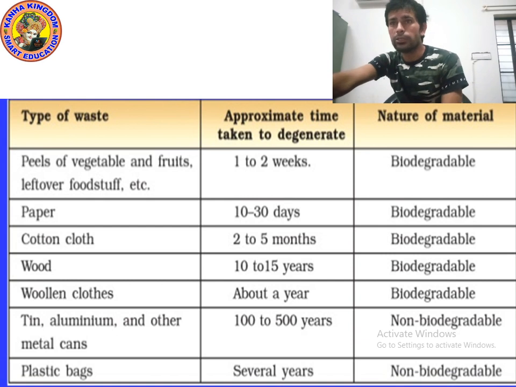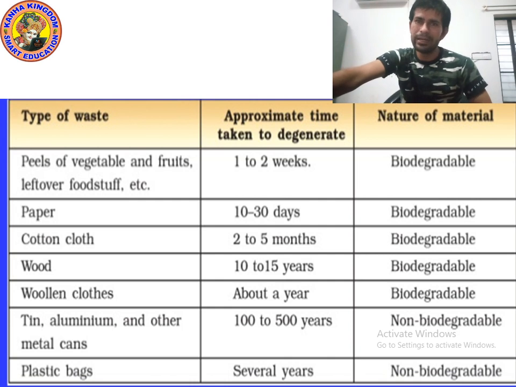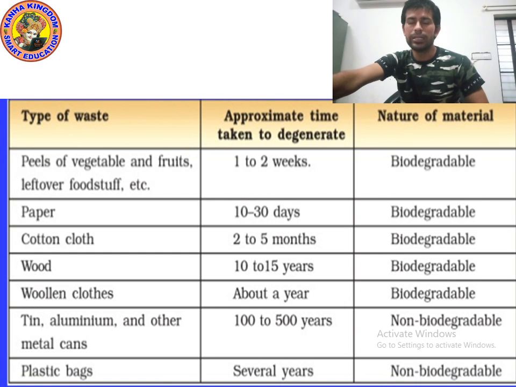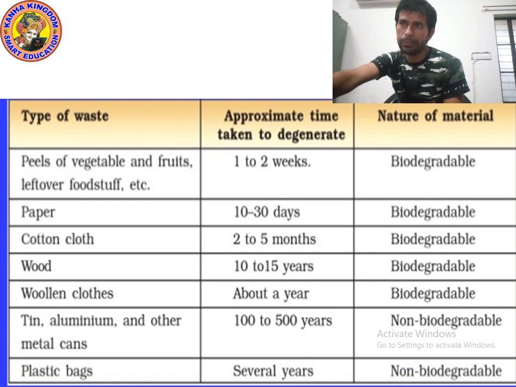Yes, wood takes too much time. Cotton also takes too much time, so they are also biodegradable. And woolen clothes can also decompose, but they take around 1 year, so they are also biodegradable. But if I talk about metal like tin, aluminium, iron, gold, silver, they take 100 to 500 years for decomposing. That's why they are taking too much time, a long time. That's why they are non-biodegradable.